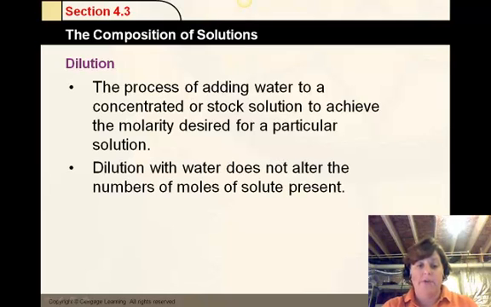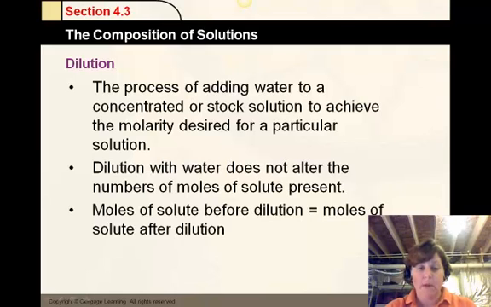Dilution with water does not alter the number of moles of solute present. I'm just adding water, they're just more spread out. You could almost think of the volume or the concentration as different. And the moles of the solute before the dilution equals the moles after, and that's how we come up with this formula, M1V1 equals M2V2. The 1 means the molarity of the first concentration and its volume equals the molarity times the volume of the second solution. Because the number of moles remains the same, it works out this way.